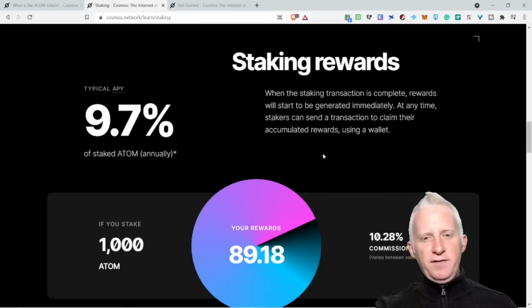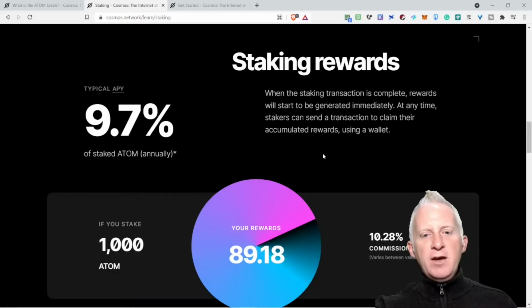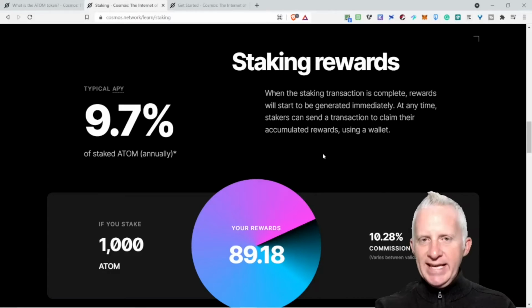So I'm going to take some coffee and I'm going to read that subtitle here. Staking reward. When the staking transaction is complete, rewards will start to be generated immediately. Right away, you select your validator or multiple validators, and then in your wallet you're going to start to see the inflation take part, and you're going to see the number of Atom increase in your wallet. At any time, a staker can send a transaction to claim the accumulated reward using a wallet that supports the staking mechanisms built into the Cosmos ecosystem.